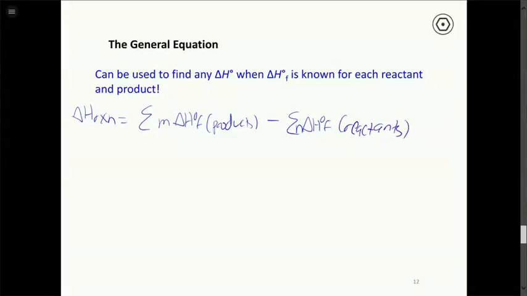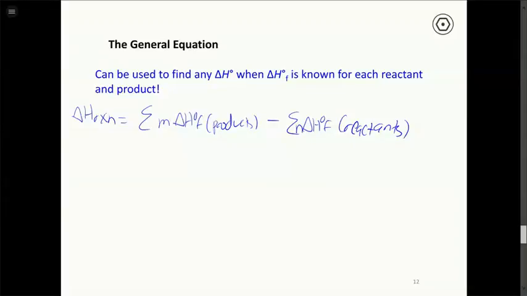Alright, so if we know the formation enthalpies, if we know delta H of formation for all of the products in the reaction and all of the reactants, we can calculate delta H for any chemical reaction. And this is sort of the way that we typically do it, is that we tabulate delta H of formation for all kinds of compounds out there, and then when we want to do a chemical reaction with those compounds, we can calculate the delta H for that chemical reaction using the formation enthalpies.